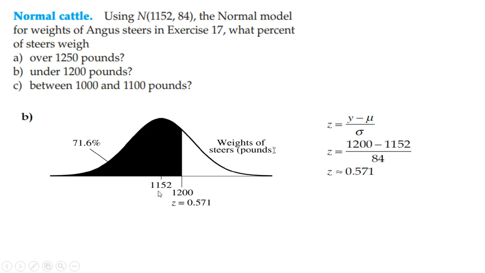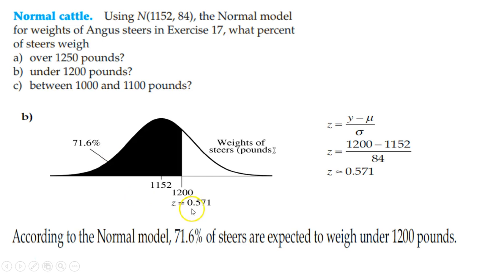And again, you could go with second vars and go down to normal CDF. And here, again, I used about negative 100,000 pounds up to 1,200 pounds. And then afterwards, comma, you put the mean of 1152, comma, and the standard deviation is 84. When you press enter, you'll still get the 71.6. Either way you slice it, according to the normal model, 71.6% of the steers are expected to weigh 1,200 pounds or under.